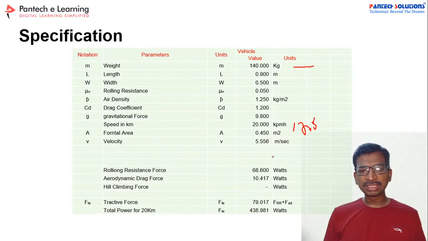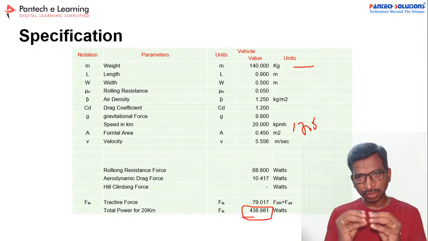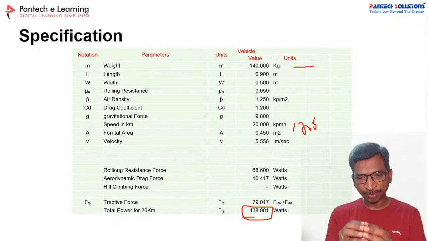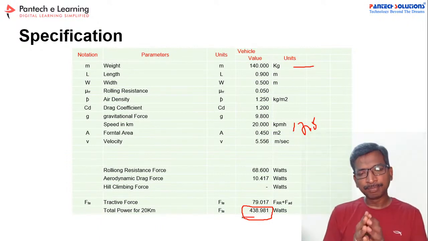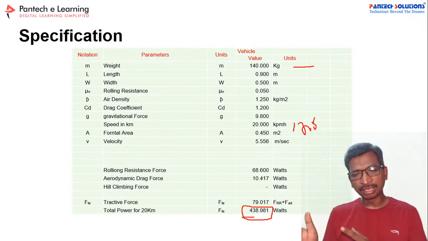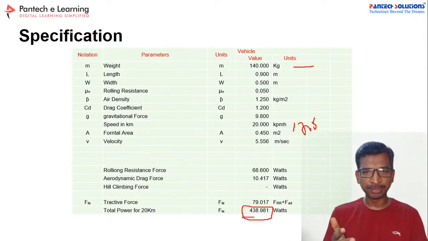If you calculate these things, then you can get the final frontal area as well as the velocity of the vehicle, the rolling resistance, and then the total power. So you need about 438.981 watts. If your motor has this much power, then you can successfully drive your vehicle, right? So this is the idea. Before you start the vehicle design, you should have this information.